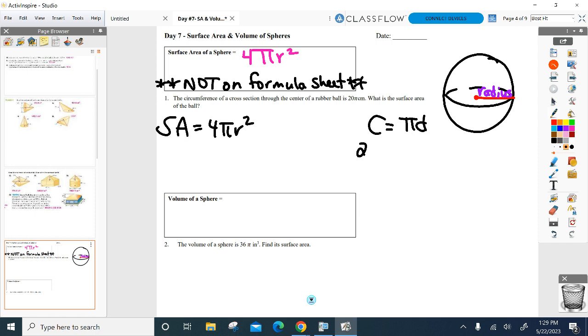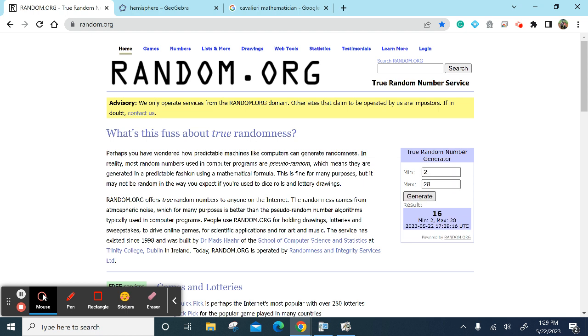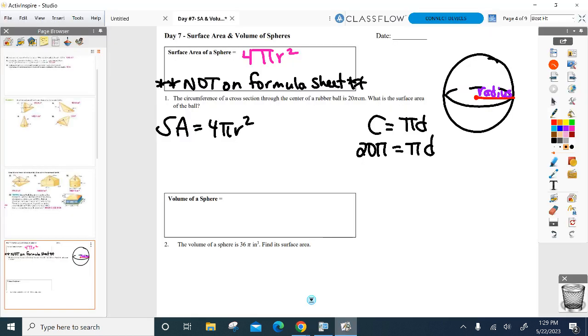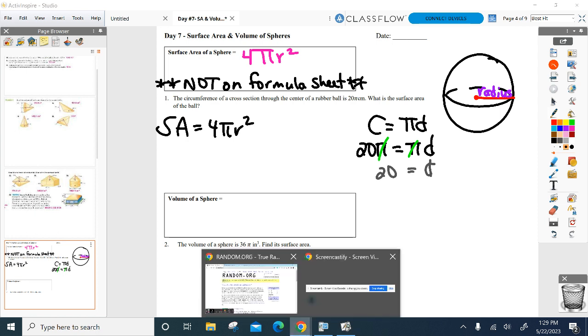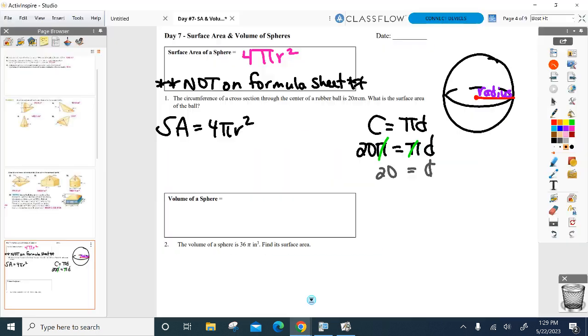Circumference 20 pi is equal to pi d. What can I do on both sides here to keep moving? Get rid of the pi's. So diameter equals 20. All right, what do you want me to plug in the formula for r now? 10, thanks Tyler. Surface area equals 4 pi. Everyone all right on how I got 10? Using the circumference formula.